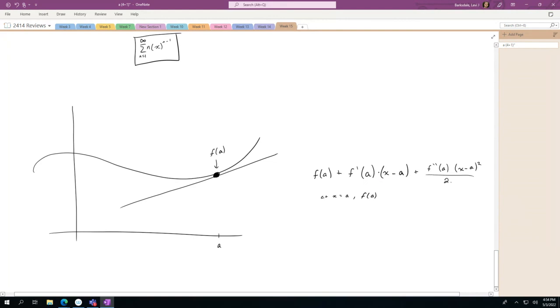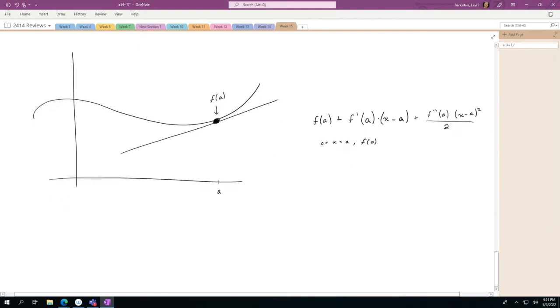In this case, though, we're actually going to want to divide by 2. The idea is that for any given function, we want to make the derivative at some point a, so this being the nth derivative, equal to the nth derivative of our power series.